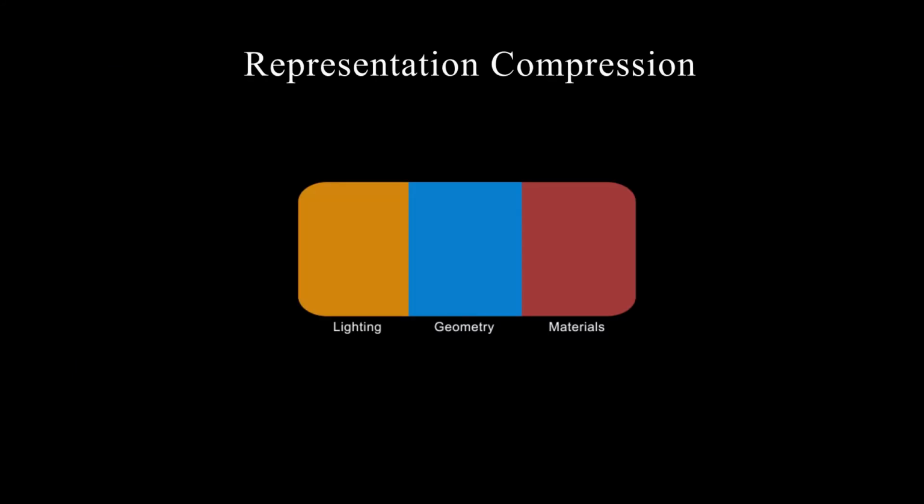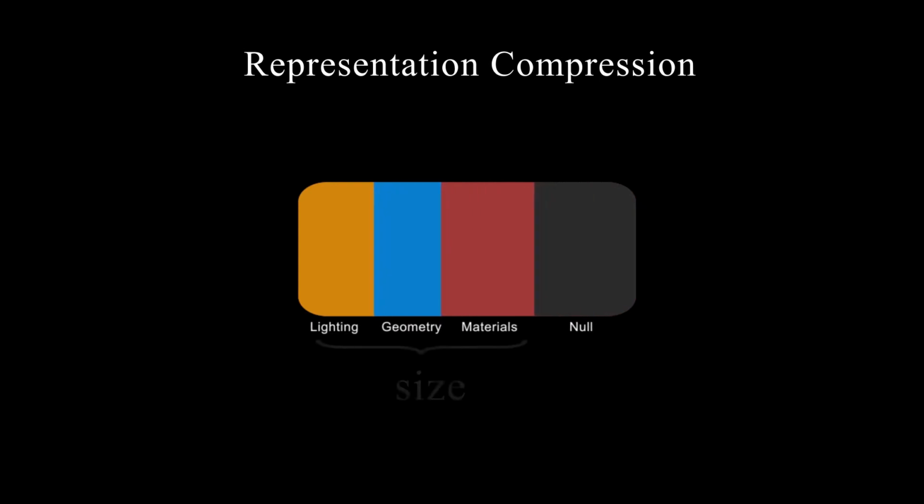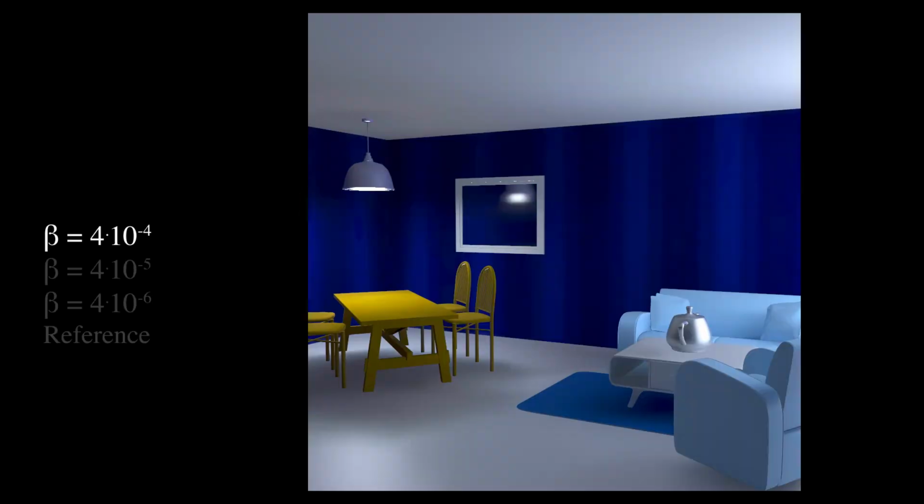The adaptive partitioning also allows compressing the representation. We simply add a 4th, null partition that does not influence the neural renderer. We encourage growing this partition by adding a loss term that is proportional to the size of the other partitions. The hyperparameter beta controls the amount of compression.